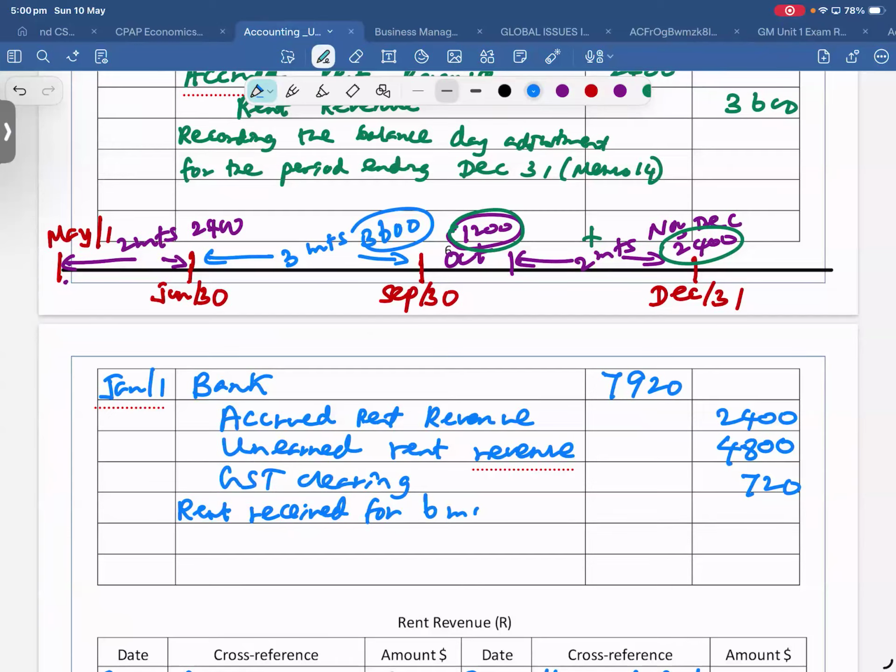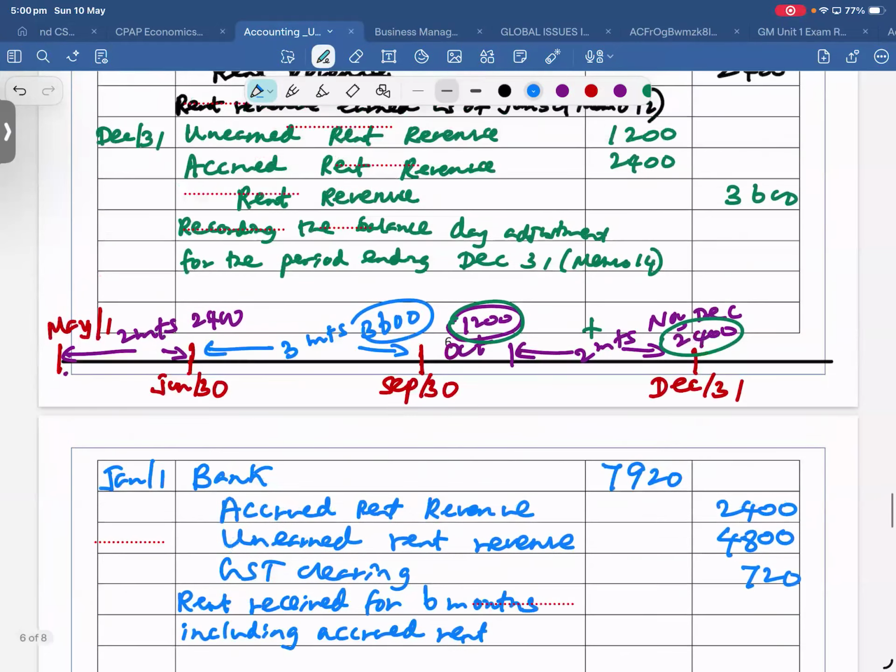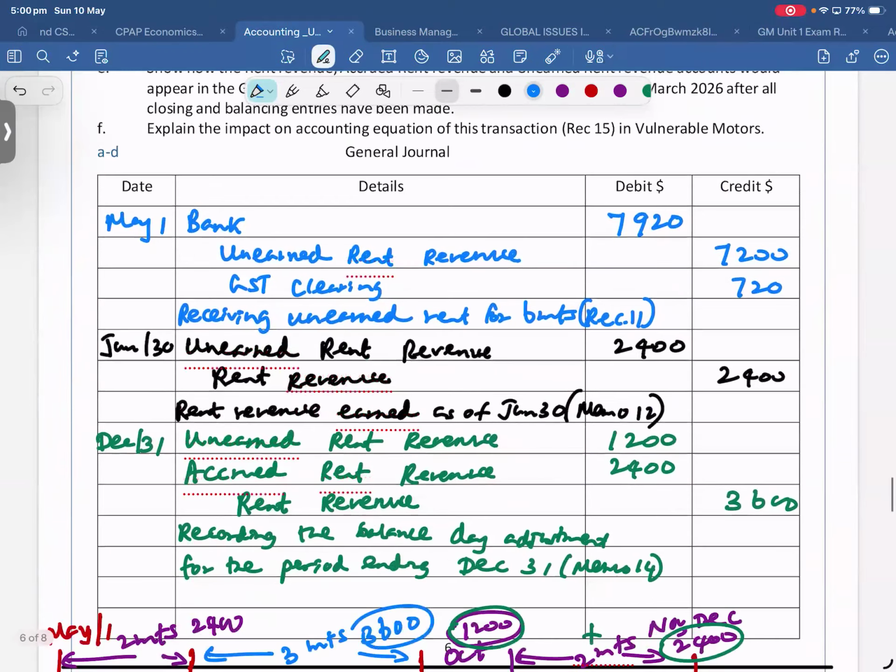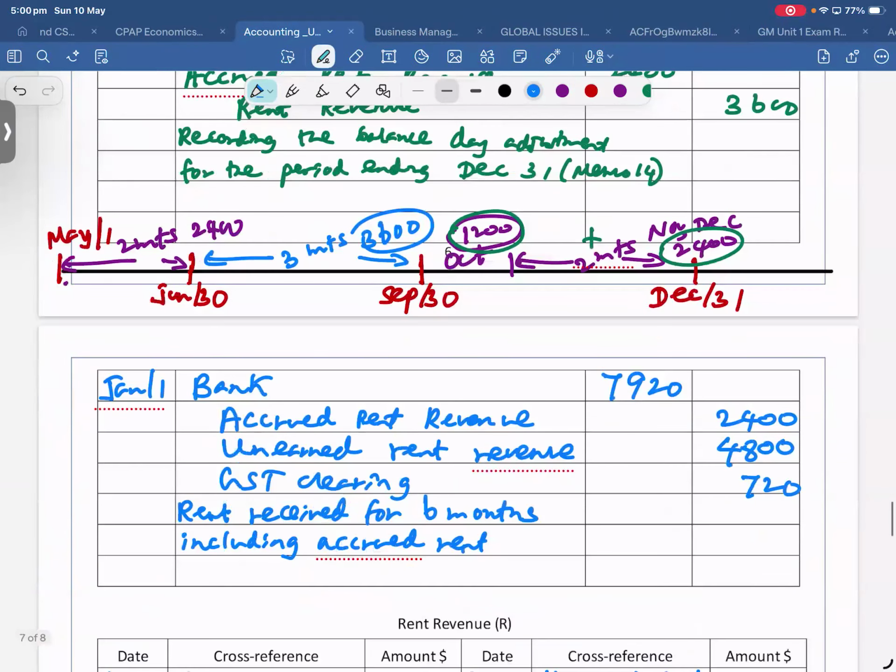Balance day adjustment? No, this is not a balance day adjustment. Then, guys, we have to do the ledger accounts.